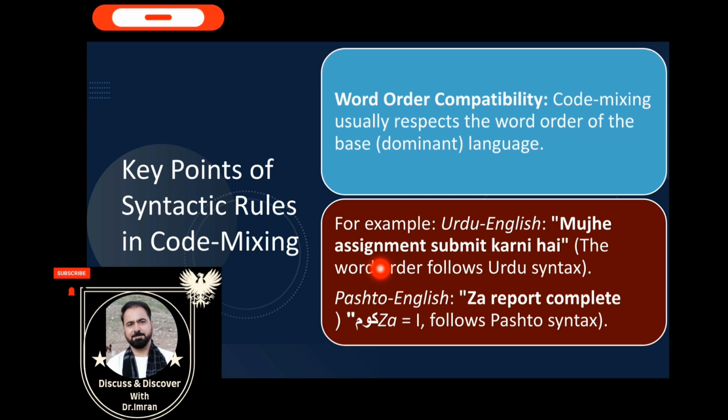It seems awkward. And if you say "mujhe assignment submit karni hai", because you are speaking Urdu as the base language and you are mixing English, here you are using the verb after the object according to the syntactic structure of the Urdu language. So what order does Urdu syntax follow? Or Pashto, because in Pashto we also use first subject, then object, and then verb. And in English we use first subject and then verb and then object.